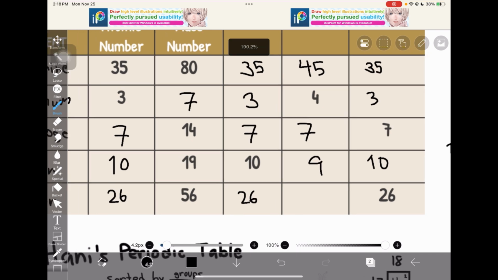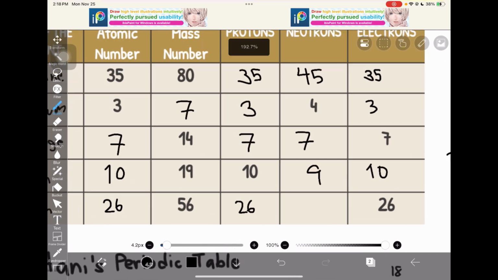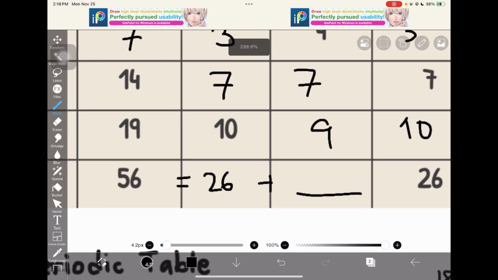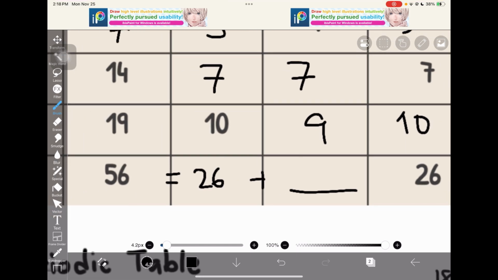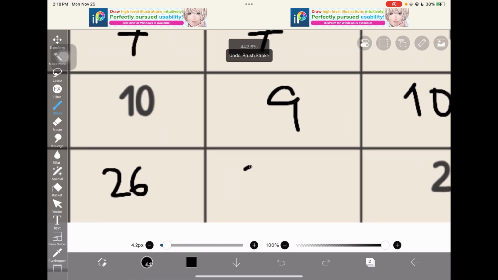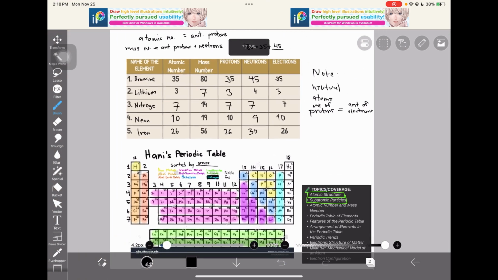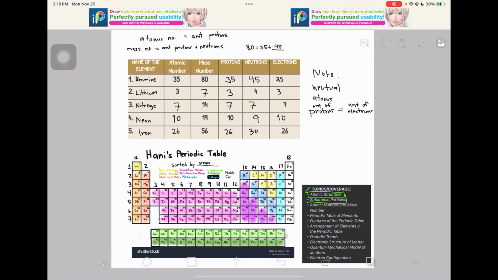And finally, we have to solve for the mass number. So just equate this as 56 equals 26 plus blank. And by doing the math, 56 minus 26 equals 30. And there you have it. That is the atomic number and mass number over here.